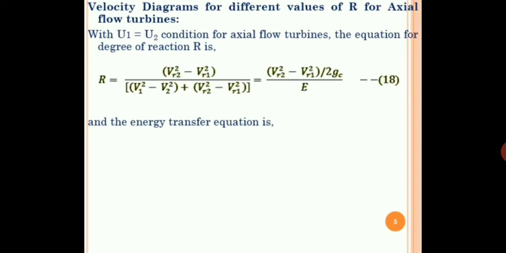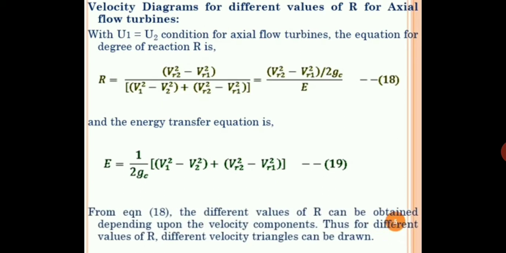And the energy transfer equation is: energy transfer E is equal to 1 by 2 Gc times V1 square minus V2 square plus VR2 square minus VR1 square. That is expression number 19. Here there is no U term because this is an axial flow turbine, where U1 is equal to U2. From equation number 18, different values of R can be obtained depending upon the velocity components. Thus, for different values of R, different velocity triangles can be drawn.